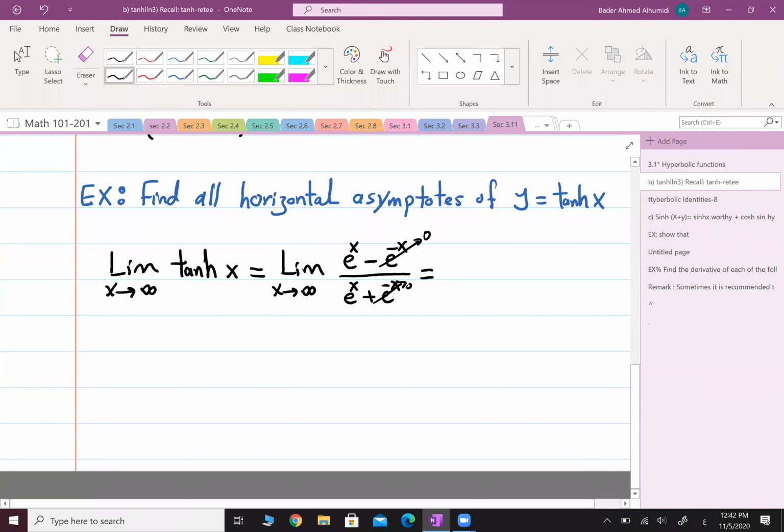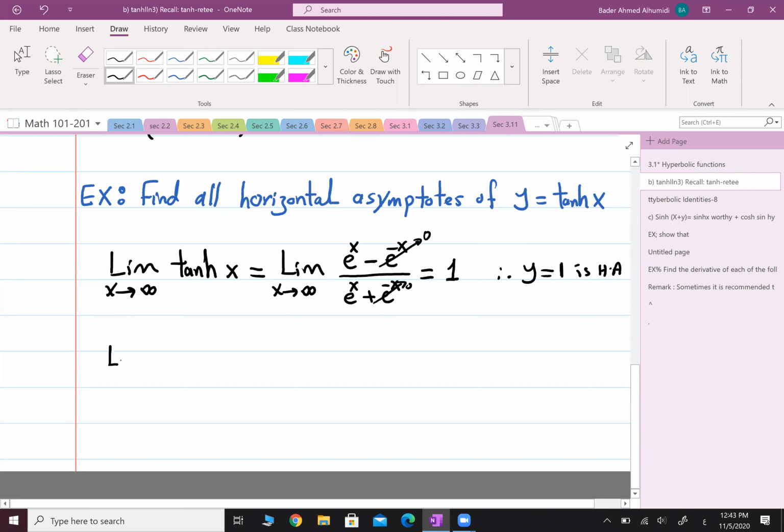So what is the final answer then? 1. 1 because e to the x over e to the x will be 1. So this implies y equal to 1 is a horizontal asymptote. طبعا في طريقة أخرى إن نقسم على ال e to the x. إذا قسمنا على ال e to the x راح يطلع عندي الجواب 1 أيضا.